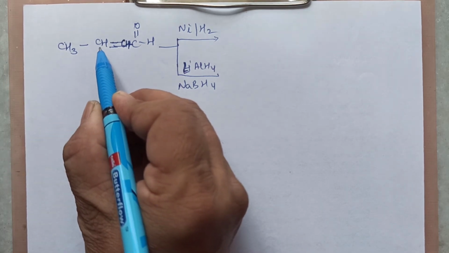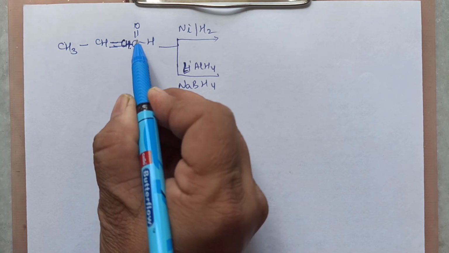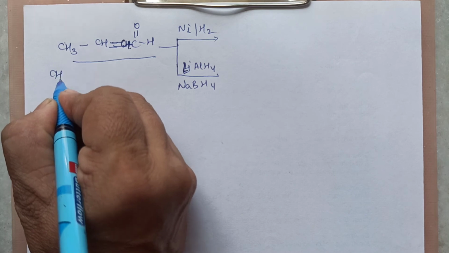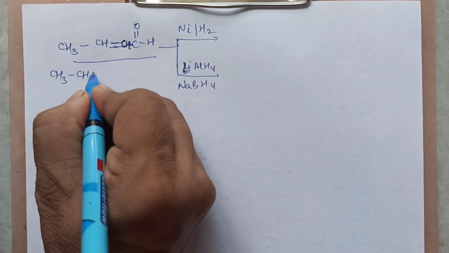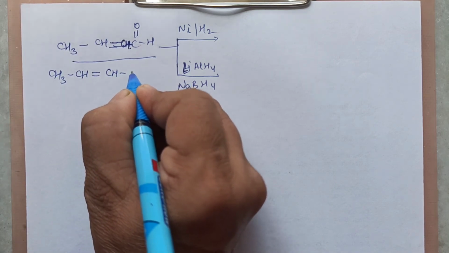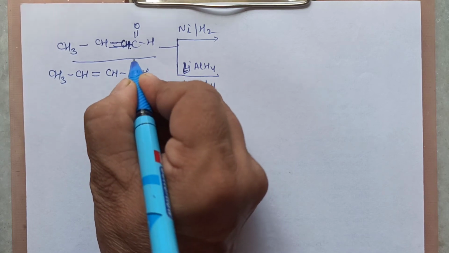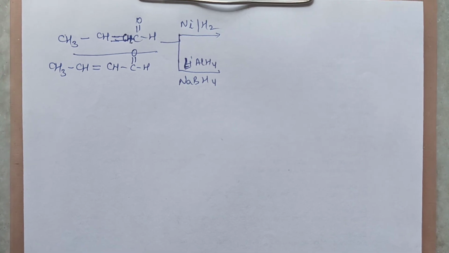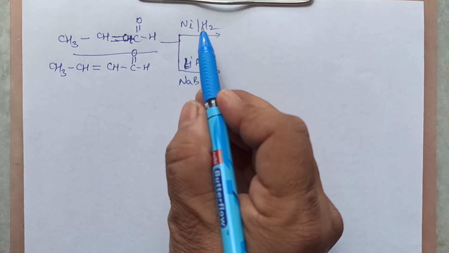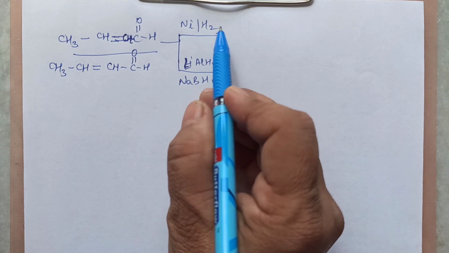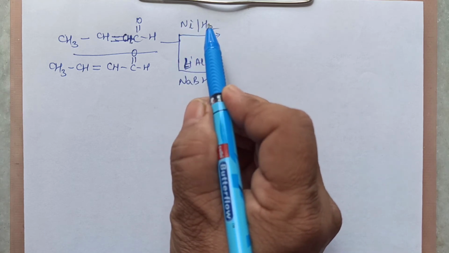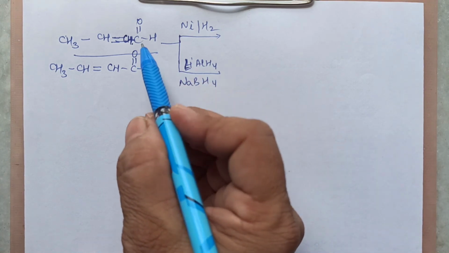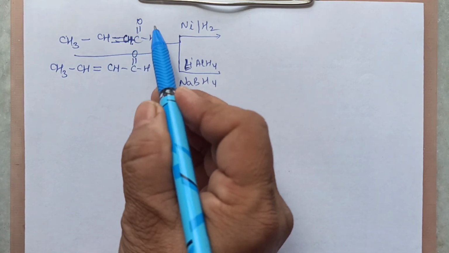Now suppose you are asked a question like this: CH3 CH double bond CH CHO. I hope this is clear. If not, I am writing it again: CH3 CH double bond CH CHO. Suppose this is asked and you are asked to predict the products. What will you write? If it is with nickel, platinum, palladium and hydrogen, then the product will be double bond as well as the aldehyde.